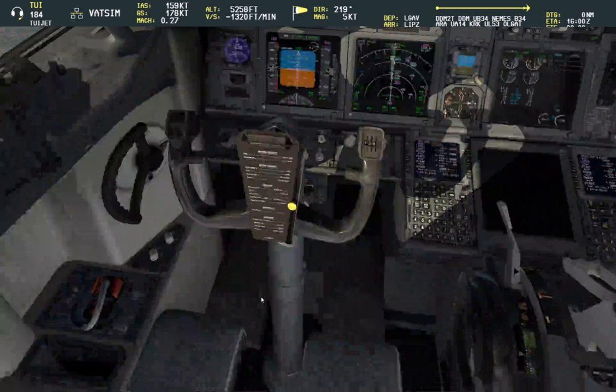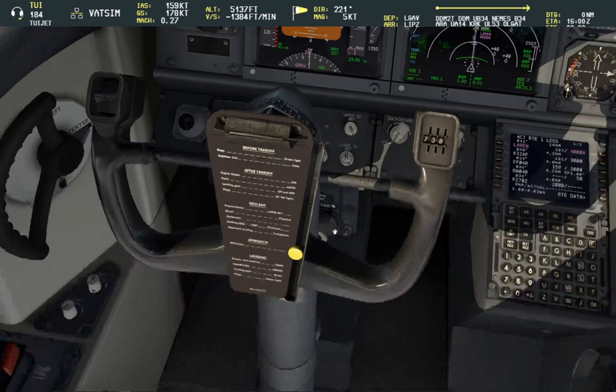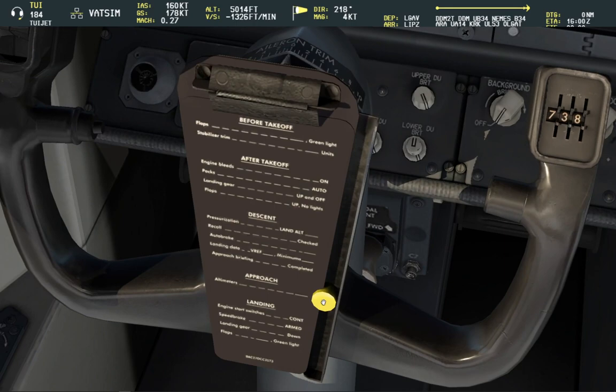So, approach we have completed, approach check, altimeters are set, 1015. Hello, approach. Good afternoon. I must have pushed the button. No information on board, and we are on hold. Landing check this next.